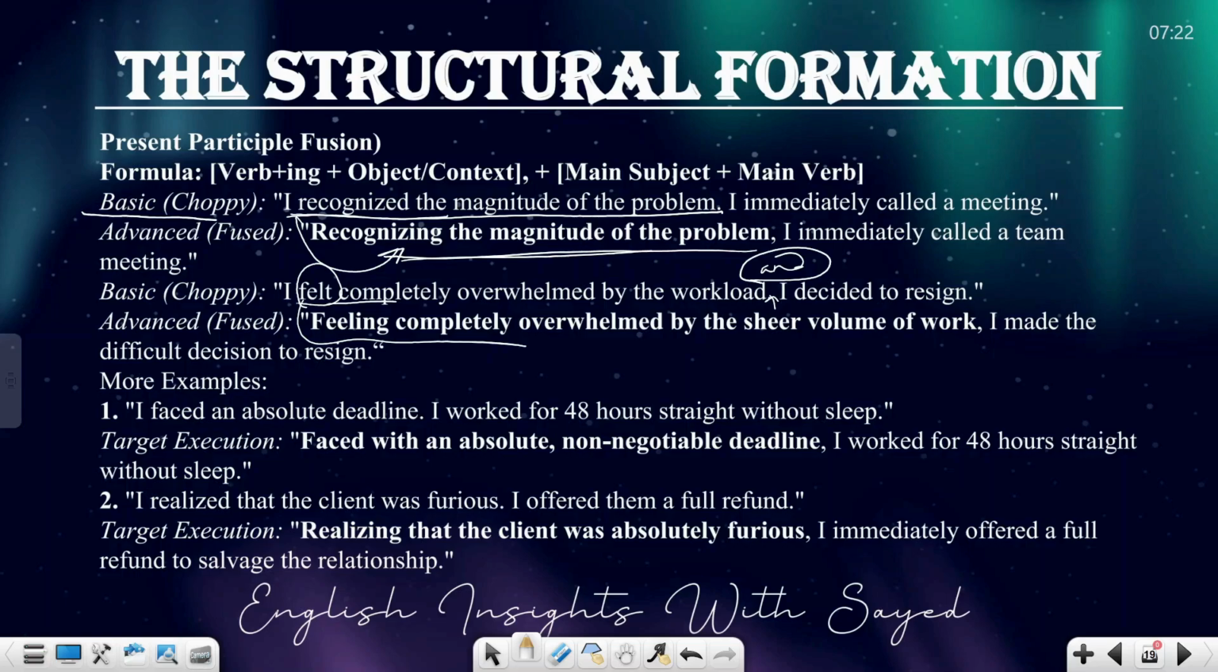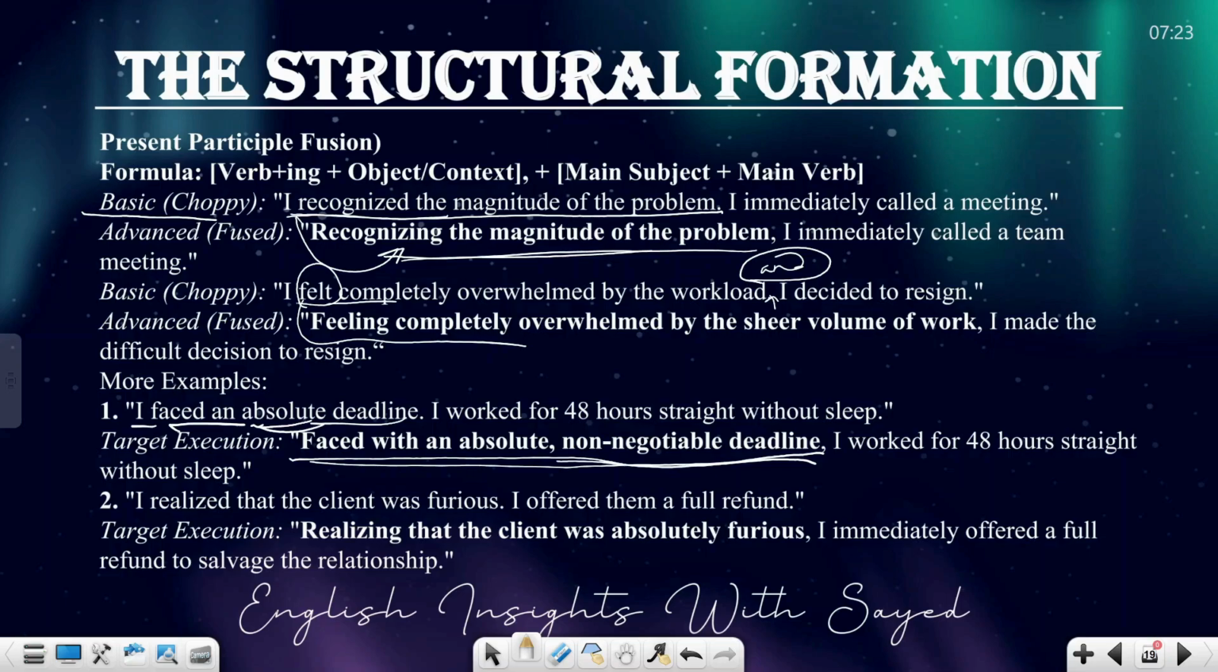Okay, so: I faced an absolute deadline. I worked for 48 hours straight without sleep. How could you make it one sentence? Faced with an absolute non-negotiable deadline. Yes, you have avoided the subject. You have made it a past participle phrase. Just you have made this sentence into this phrase, so you have avoided the verb and the subject. So this becomes a phrase: faced with an absolute non-negotiable deadline. Here the absolute deadline you make a non-negotiable deadline.